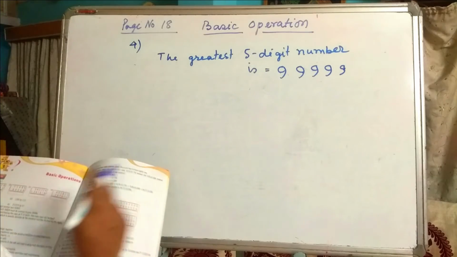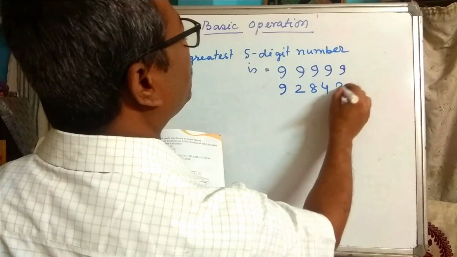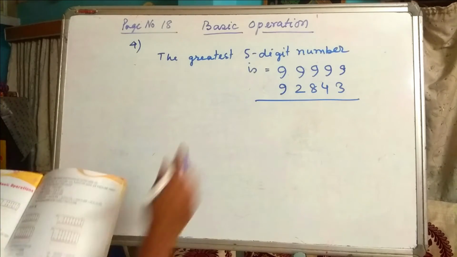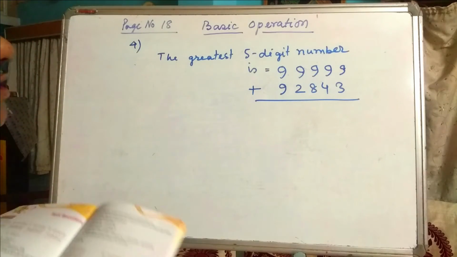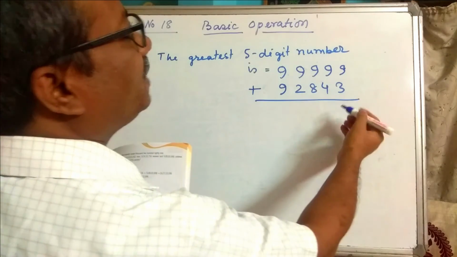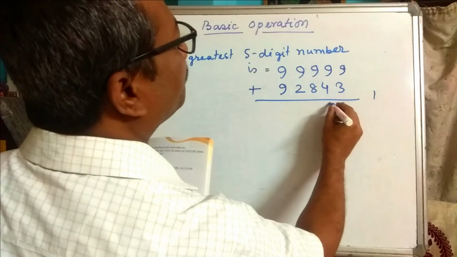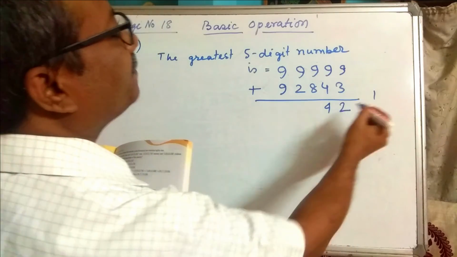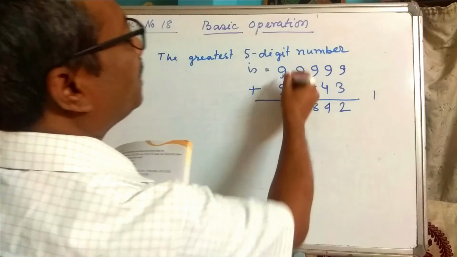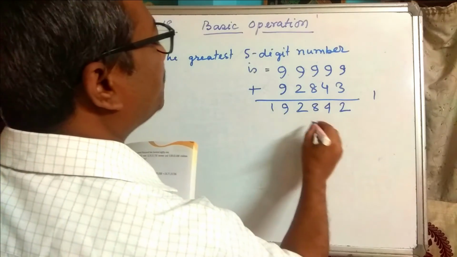And 92843. We have to find out the sum, means addition. 9 and 3, how much? 9 and 3 is 12. 1 left. 9 and 4 is 13, 1 more, 14. 1 left. 9 and 8 is 17, 1 more, 18. 1 left. 9 and 2 is 11, 1 more, 12. 1 left. 9 and 9 is 18, 1 more, 19. This is the answer.